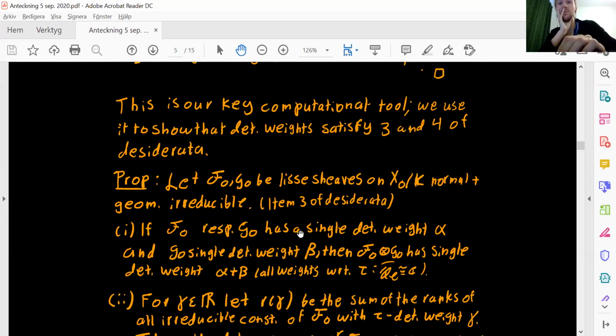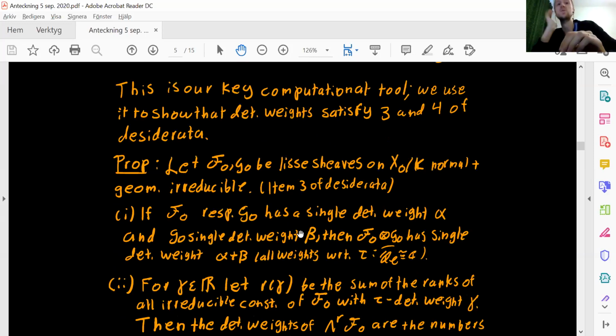Right, so to show that the determinant weights behave well with respect to maps, with respect to the exterior powers, you use this computational tool. So here's the proposition we want, that the determinant weights fulfill list item 3 of the desiderata. So this is the following proposition.